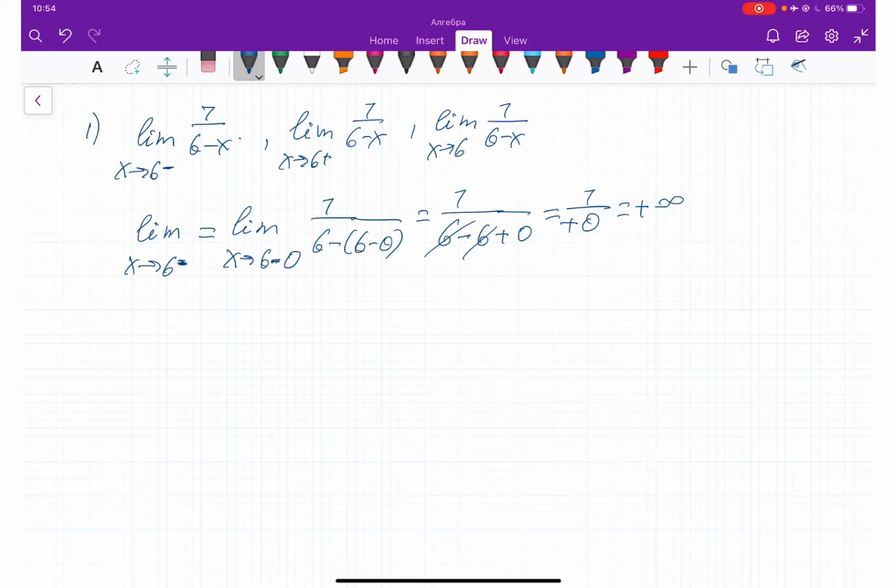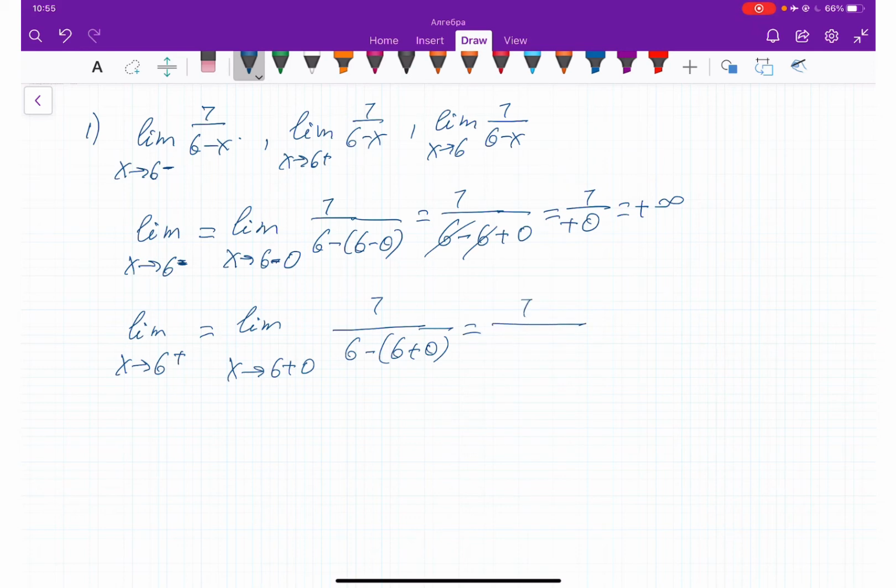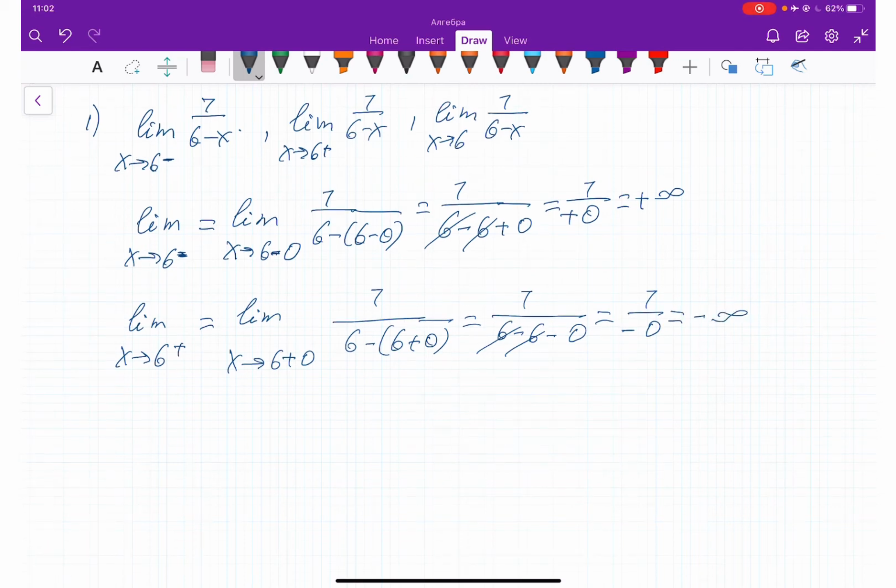now let's see what will happen if x approaches 6 from the positive side. I can write down limit as x approaches 6 plus 0, from the positive side, of 7 over 6 minus 6 plus 0. It's going to be 7 over 6 minus 6 minus 0, right? Once we open parentheses, we are getting 7 over, not negative, 7 over 0, right? We are getting negative infinity.